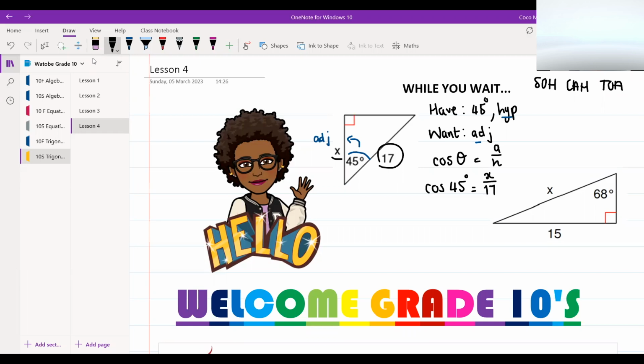Okay. Now, if I want to get rid of 17, I'm going to multiply this side by 17. And then I'm going to have to multiply this side by 17. And the reason for that is because 17 divided by 17 will give me 1, and I can isolate x. So I can then go x is equal to 17 times cos 45 degrees. And then I'm going to pick up my best friend, Mr. Calculator. And therefore, x will be equal to, give me an answer, guys. What is x equal to? Punch that into your calculator.